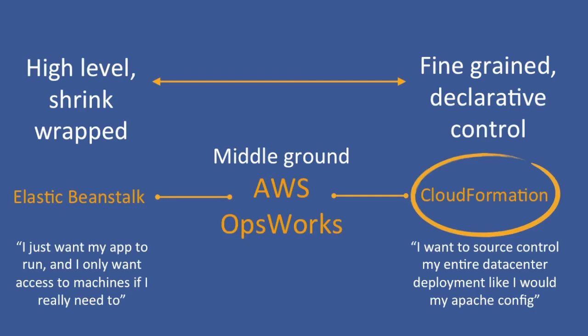So on the other end of that spectrum then, that's Elastic Beanstalk about high-level shrink-wrapped environments. If you want to get really fine-grained and declarative over the control that you assert across your cloud resources, CloudFormation is the tool to use.